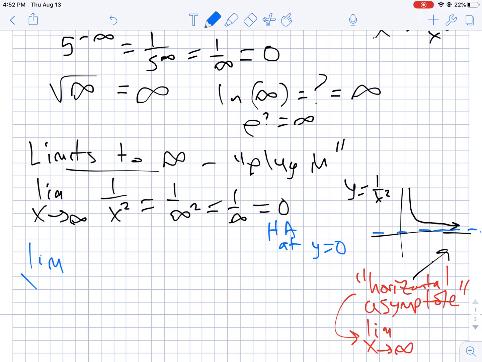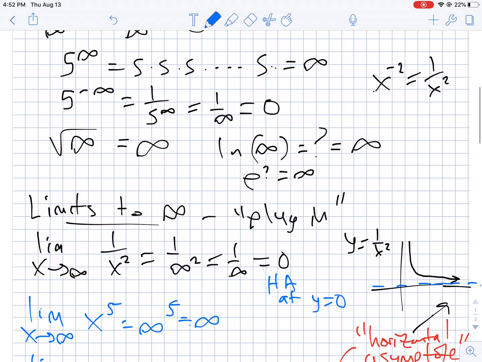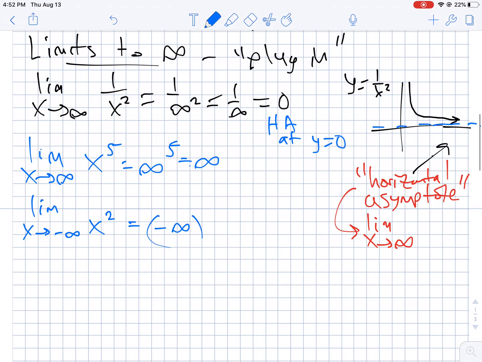If we took the limit as x went to infinity of x to the 5th power, that would be infinity to the 5th, which of course is infinity. What about negative infinity? Anything different there? What if we took the limit as x goes to negative infinity of x squared? That would be negative infinity squared. A negative squared is going to be a positive. Infinity squared is still infinity, so that would be a positive infinity.